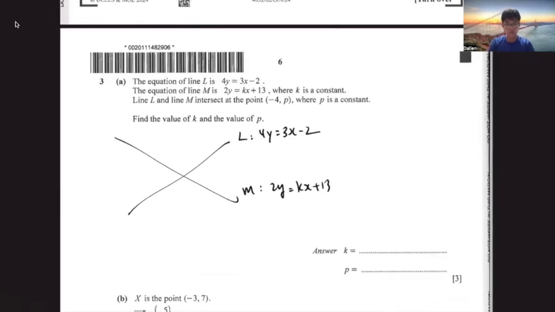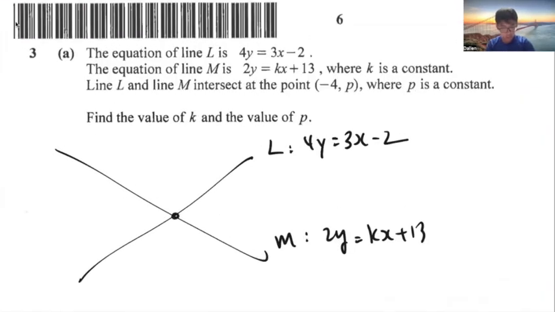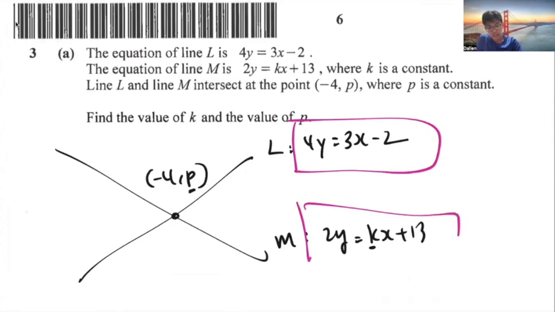So we say that they intersect at a point (-4, p), correct? So how do we find p and k? These are our unknowns. At first glance, you might think of trying simultaneous equations, where we sub this and this to find them. But if you do that, you will have two unknowns in one equation, which may not work.